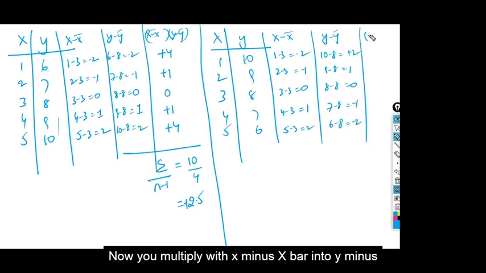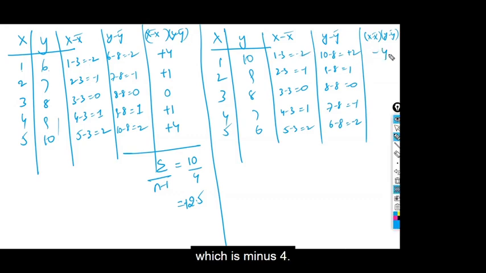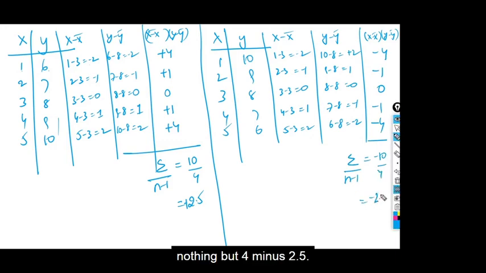Now you multiply x minus x bar into y minus y bar. Minus 2 into plus 2, which is minus 4. This one, minus 1, 0, minus 1, minus 4. Total, minus 10. Divide by n minus 1, which is nothing but 4, minus 2.5.